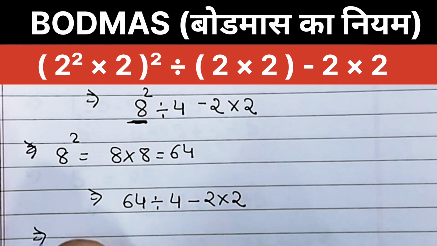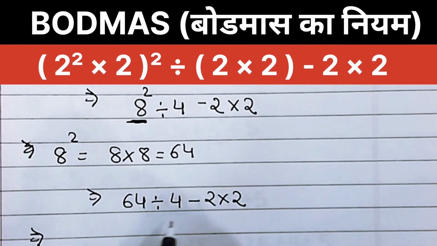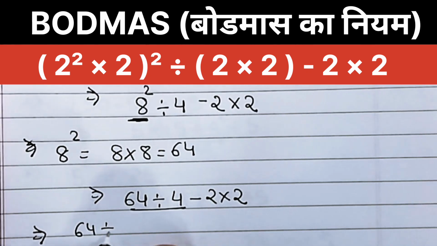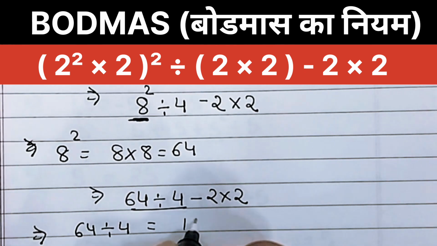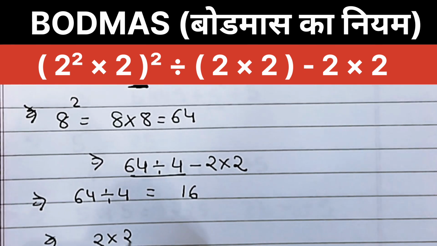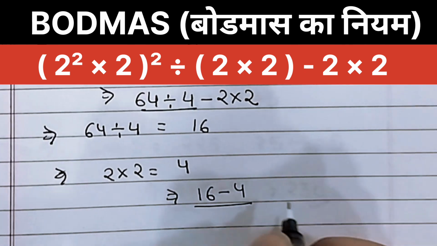Next, the third step: division and multiplication. BODMAS dictates we perform division and multiplication from left to right. So first we divide the value, 64 divided by 4 equals 16, and after that we can multiply the values, 2 multiplied by 2 equals 4. Now the current expression becomes 16 minus 4.